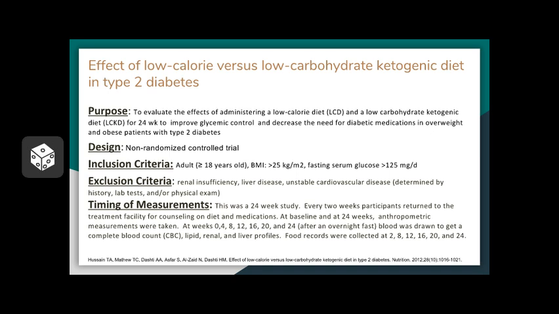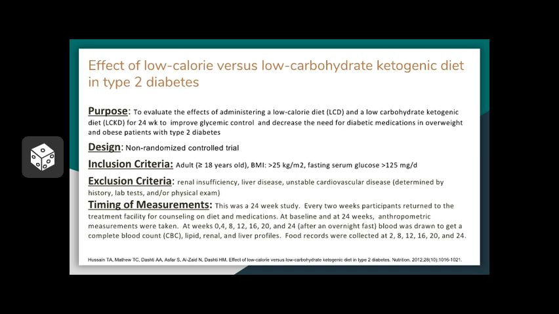This was a non-randomized controlled trial, and the inclusion criteria was that you had to be an adult, 18 years or older, with a BMI greater than 25 and fasting serum glucose levels of greater than 125. The exclusion criteria was renal insufficiency, liver disease, unstable cardiovascular disease, which was determined by history, lab tests, and/or a physical exam.